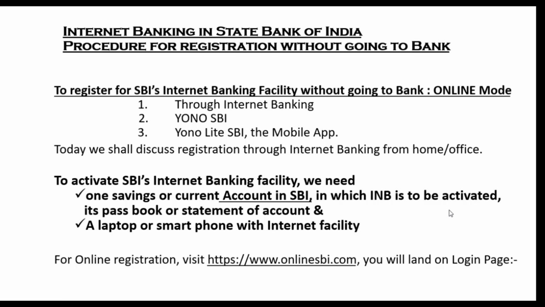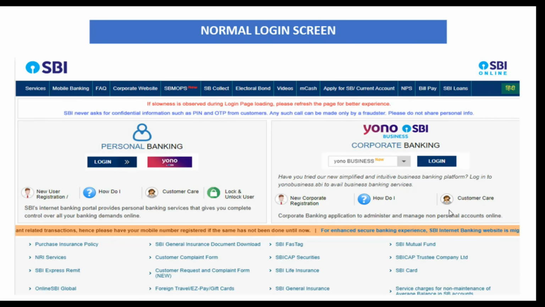To activate SBI's internet banking facility, we need an account with State Bank of India in which internet banking is to be activated, its passbook or statement of account, and a laptop or smartphone with internet facility. For online registration, visit https://www.onlinesbi.com. You will land on the login page. Normal login screen looks like this.